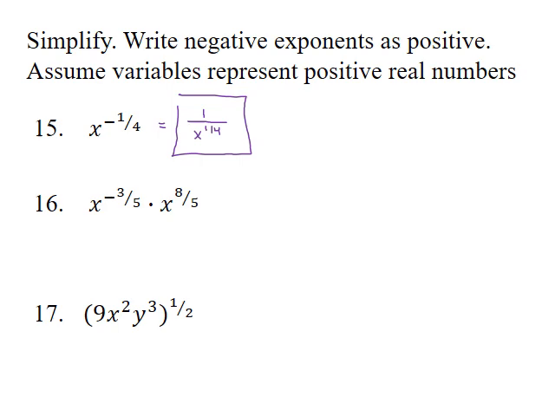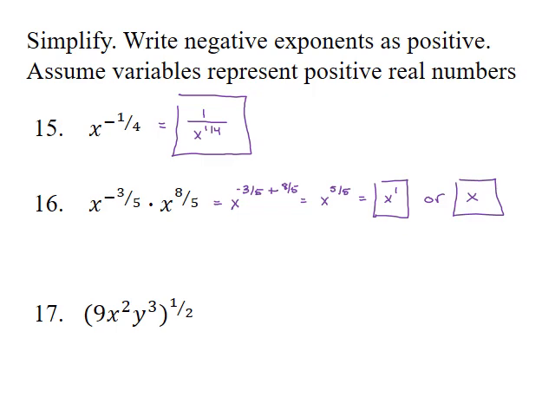On number 16, you can also use your properties even if there are fraction exponents. So if you have something like x to the negative 3/5 times x to the 8/5, since they both have bases of x, you can put these together by adding their exponents together. So you can add the negative 3/5 and the 8/5, which will give you x to the 5/5, and 5 divided by 5 is 1. So you can either write it as x to the first, but usually you don't write that first power. So your answer there is x.